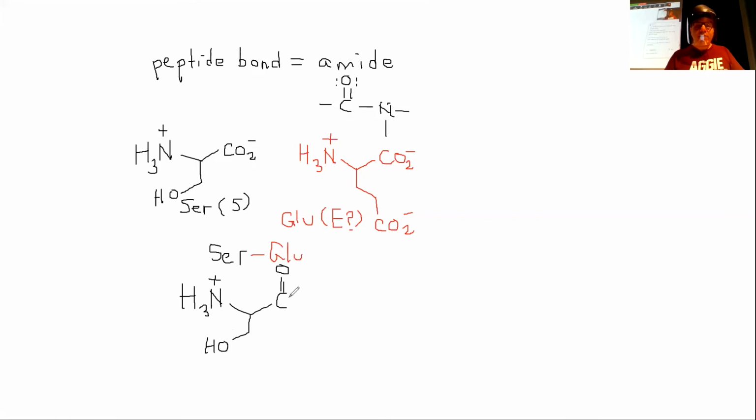And so now, instead of putting OH here, we're going to put this nitrogen atom. And of course, that nitrogen will no longer be protonated. You're not going to protonate amide functional groups. But the rest of it is exactly the same.